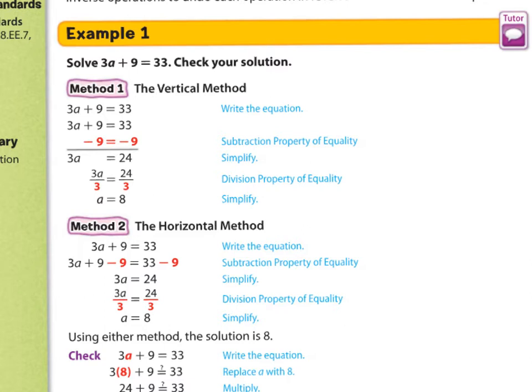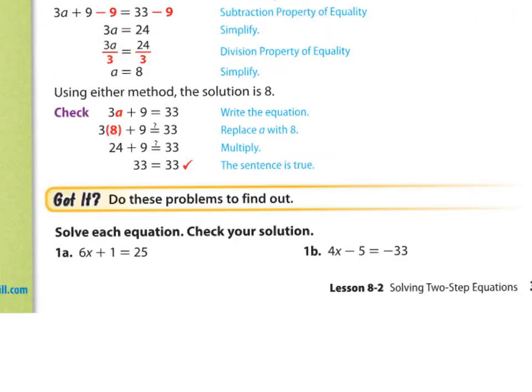And that's doing it vertically. Now horizontally, this is the horizontal method. Same thing. And to check your answer, you simply take what you found to be a. So a is 8. Take 8 and replace your variable with 8, and then solve. 3 times 8 is 24, plus 9 is 33. So yes, 33 equals 33.